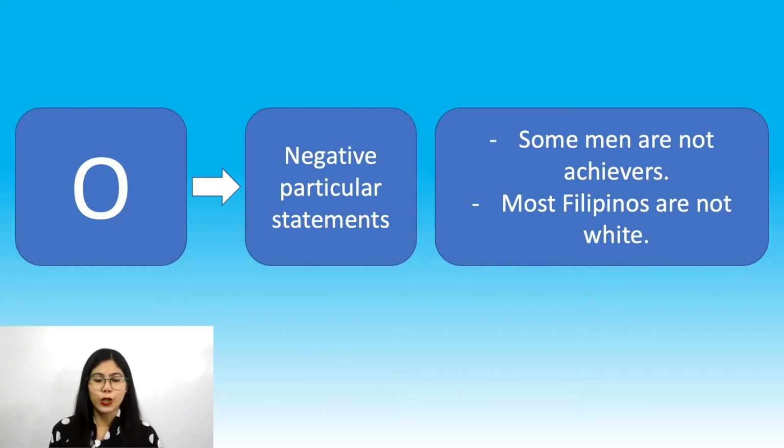As you can see here, we use negating words such as the word not, and it does not pertain to all. In the first proposition, it means that not all men are achievers. And in the second proposition, it means that the majority but not all Filipinos are not white or are brown.